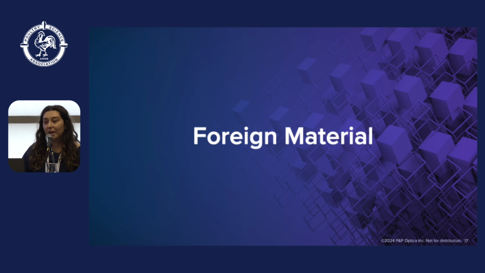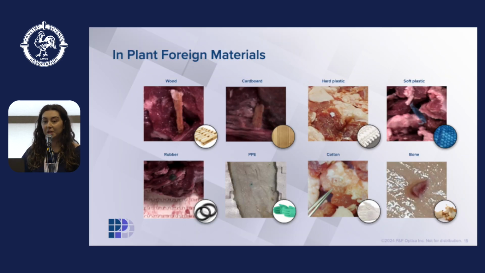The other application of this technology that we're a little bit more knowledgeable in is foreign material. And when I say foreign material, I specifically mean in-plant manufacturing materials that you're going to see on the production line. These include pulp products such as wood and cardboard, plastic, so hard and soft plastic, so LDPE, polypropylene, acetyl. Engineering materials such as rubber, like O-rings, personal protective equipment, cotton, and bone.